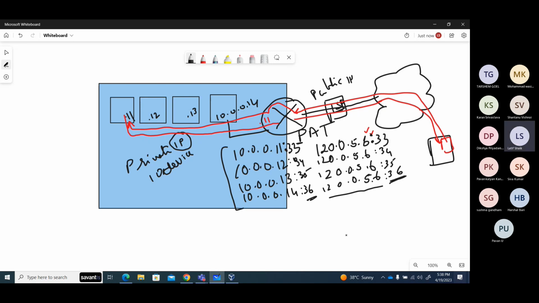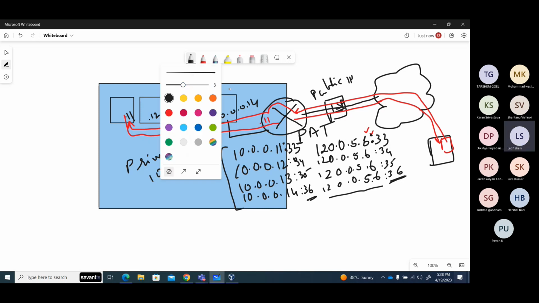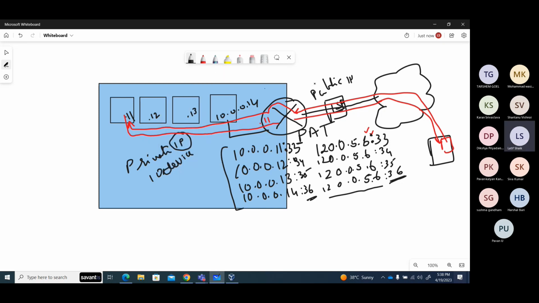But how is it differentiated? They use port addressing, meaning a random port allocation number is there. Then it will be bound and mapped with those port numbers. Okay. So with this technique, guys, you cannot be accessed by anyone. It means someone is trying to access your device directly, and you didn't send a request.